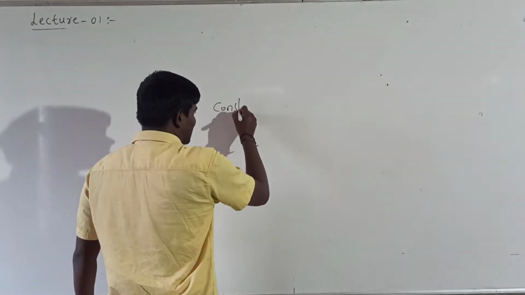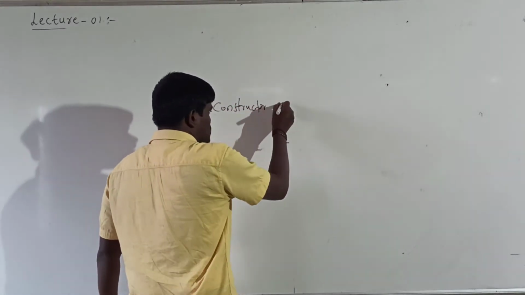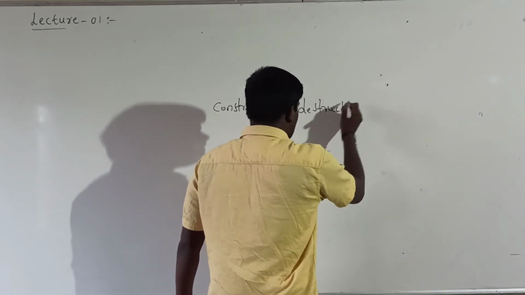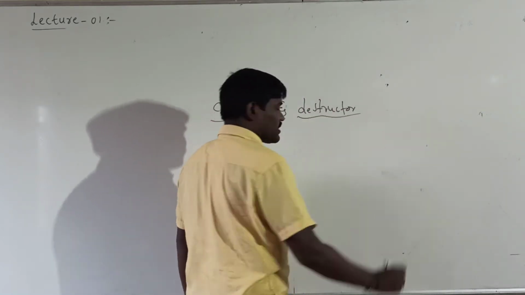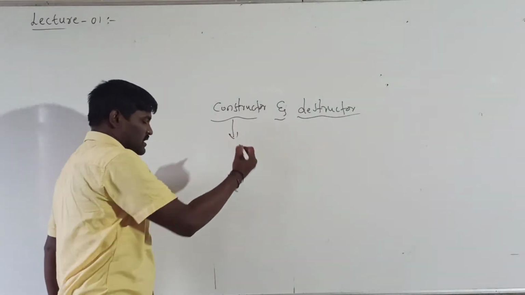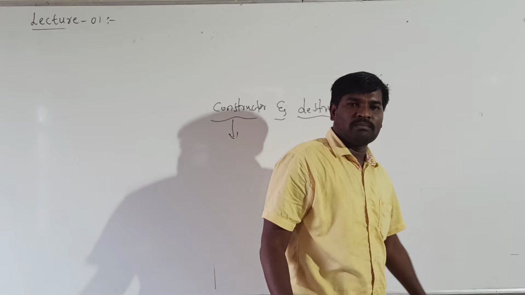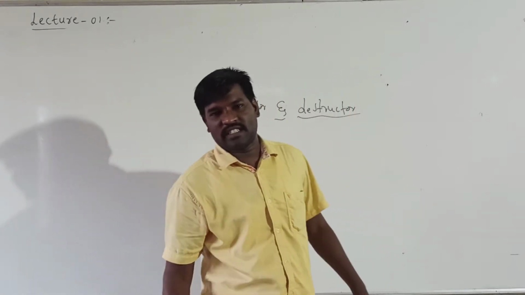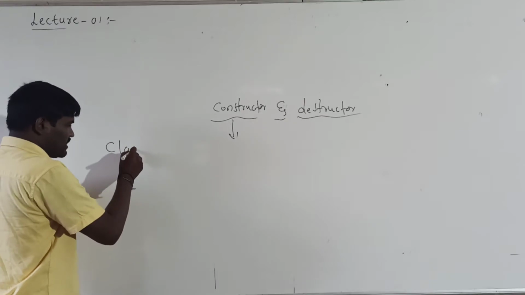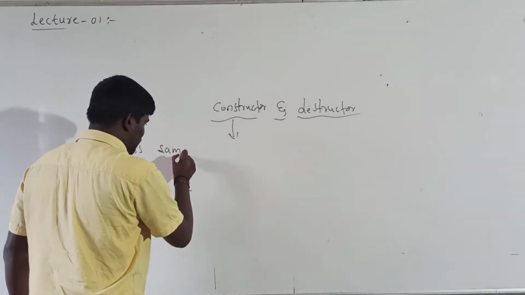The chapter is constructor and destructor. Here, constructor means it is a special type of member function. Its name is the same as that of the class name. For example, here I can write class sample.